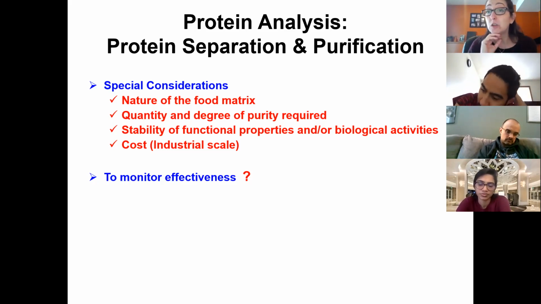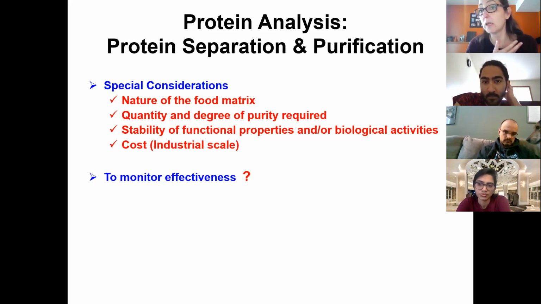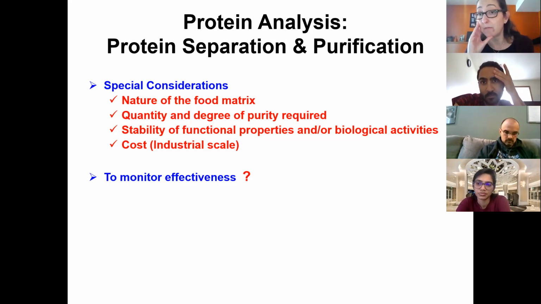So how much purity am I looking for? Am I looking to produce a concentrate? Am I looking to produce an isolate? A concentrate could be anything less than 80% protein, and an isolate above 80%. Sometimes to call it an isolate, it should have more than 90%. So different procedures are used to get different purities.